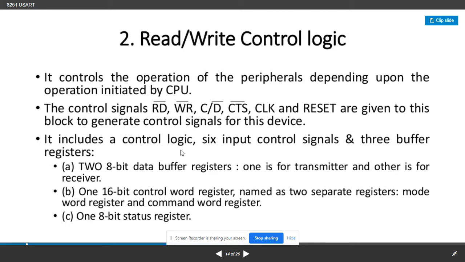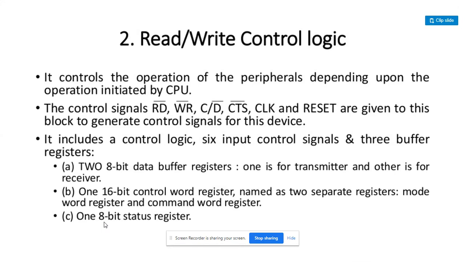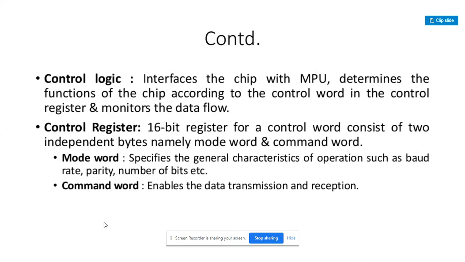It includes the control logic, 6 input control signals and 3 buffer registers, two 8-bit data buffers, one for the transmitter and other one is for receiver. There is also a 16-bit word control register that names two separate register that is called mode word register and command word register. There is one more register that is called status register that is of 8-bit of size. Now the control logic that interface the chip with the microprocessor that determines the function of the chip according to the control word in the control register and monitors the data flow.